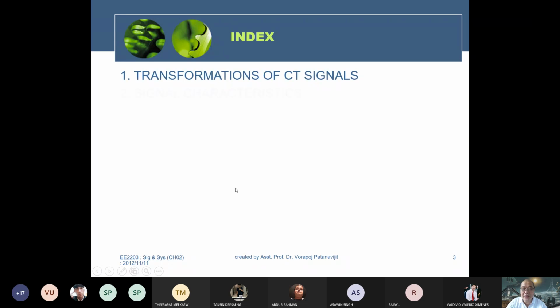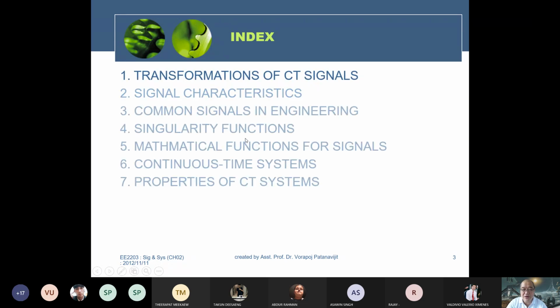In this chapter, we have the following topics. We have up to 7 topics, but the first 5 are based on the signal only. The first is the transformation of the signal, which discusses how to manipulate or compute the signal in simple manipulations.